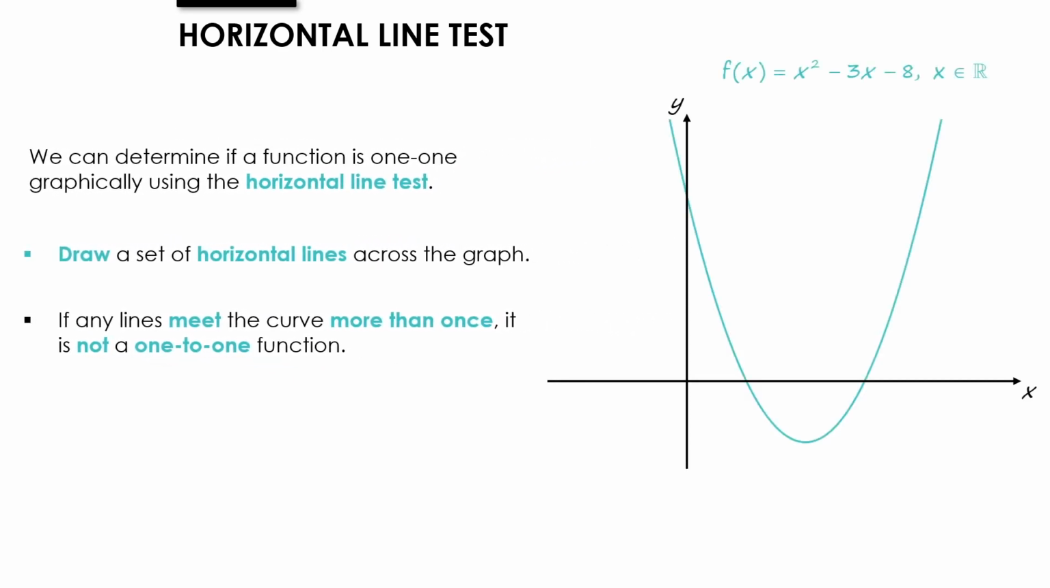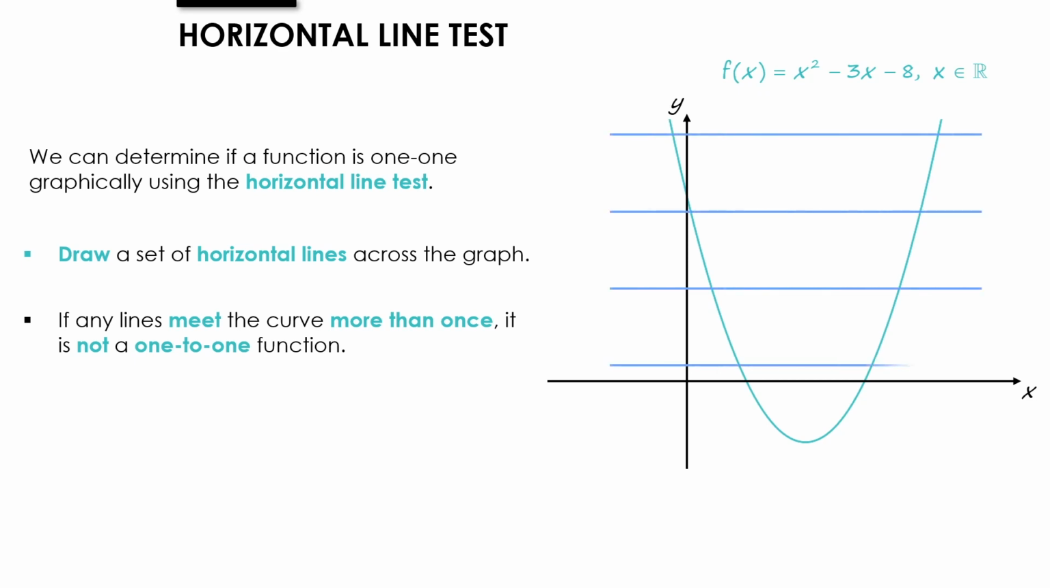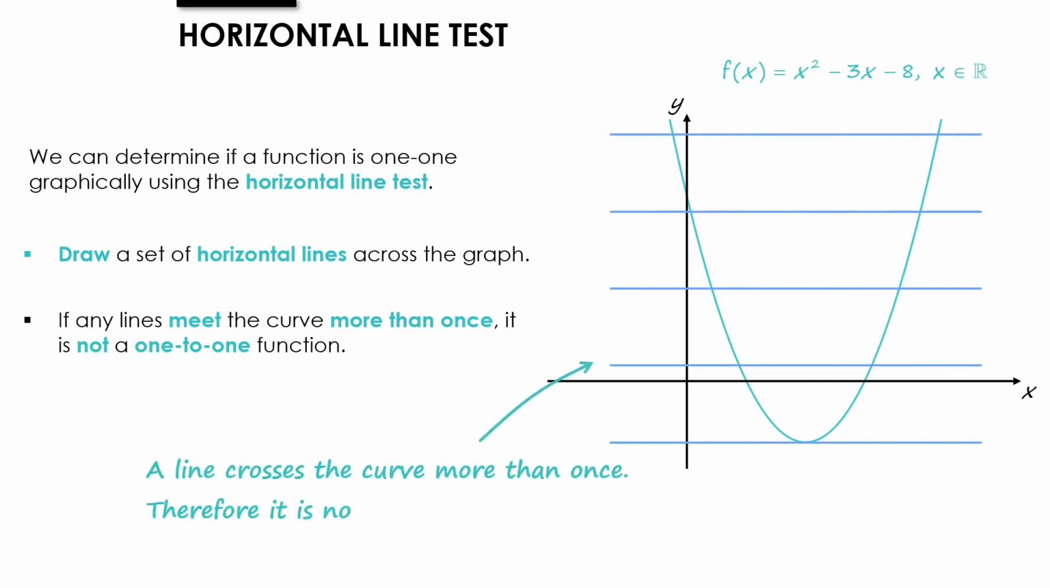Suppose we have a quadratic curve, in this case x squared minus 3x minus 8, where the domain is all of the real numbers. We can draw a set of horizontal lines, and we can see quite clearly that lots of those horizontal lines will cross the curve in more than one place. That means that this quadratic curve is not a one-one function.